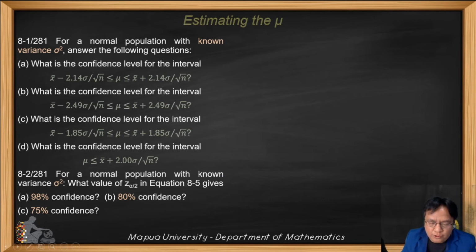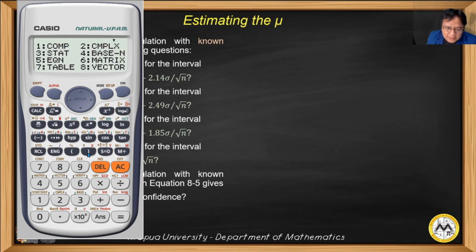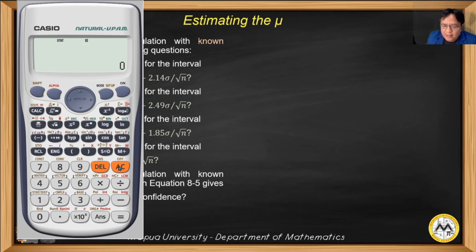In order to solve this, we can use our calculator. Take note that your calculator must be in statistics mode. How do we set that? We do mode, stat, and then one variable. So we press all clear, and then after that, shift, stat, and then we want the standard normal distribution. So 5, and then 1. So we are looking for the probability.